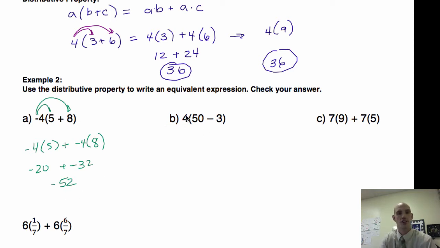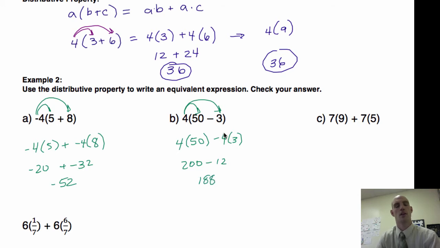It works for subtraction as well. 4 times (50 minus 3) would be 4 times 50, and then I subtract 4 times 3. So I've got my pair of products here, keep the same sign, 4 times 50, which gives me 200, minus 4 times 3, which is 12, which is 188.